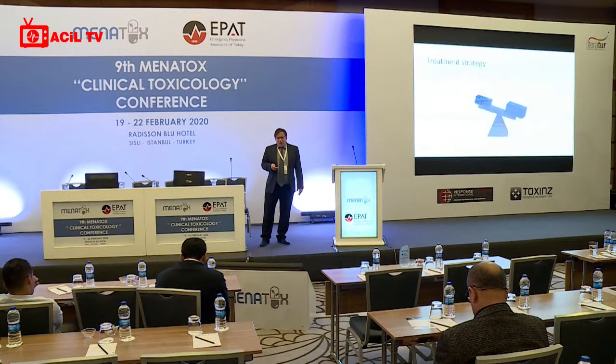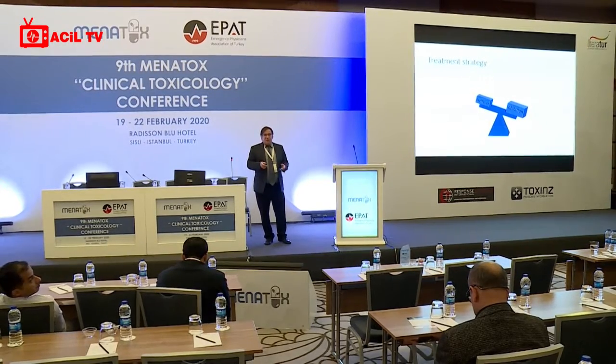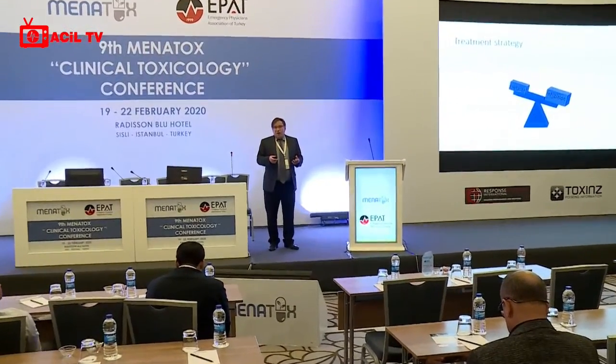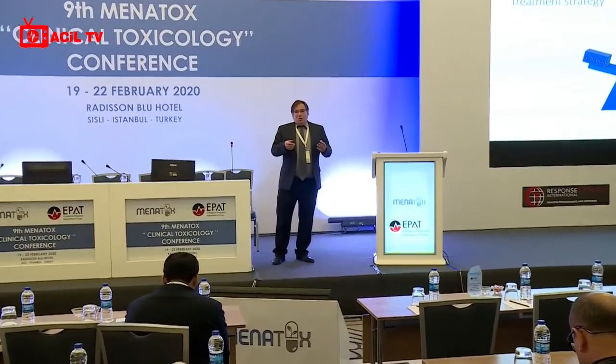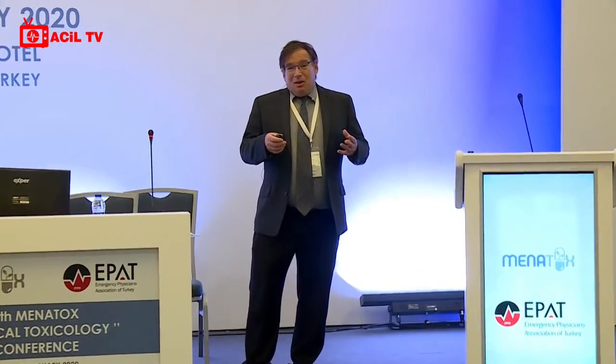So treatment strategy for hallucinations is kind of dependent on the exact agent. If they're agitated at all, one would want to calm them down. Benzodiazepines would be a good first-line approach. If one knew that they were dealing with an anticholinergic agent, antimuscarinic, if you use something that will overcome the receptor blockade, that may resolve the delirium very quickly and efficiently.